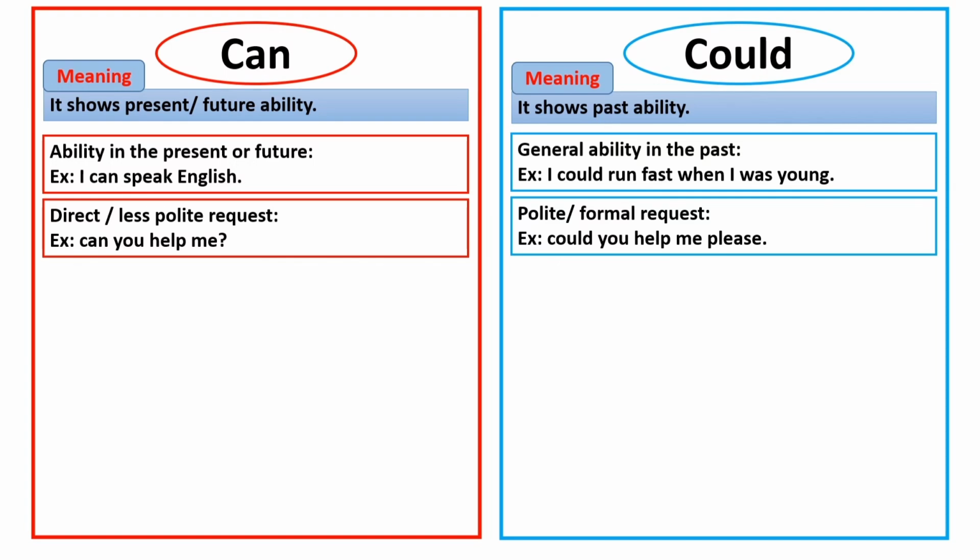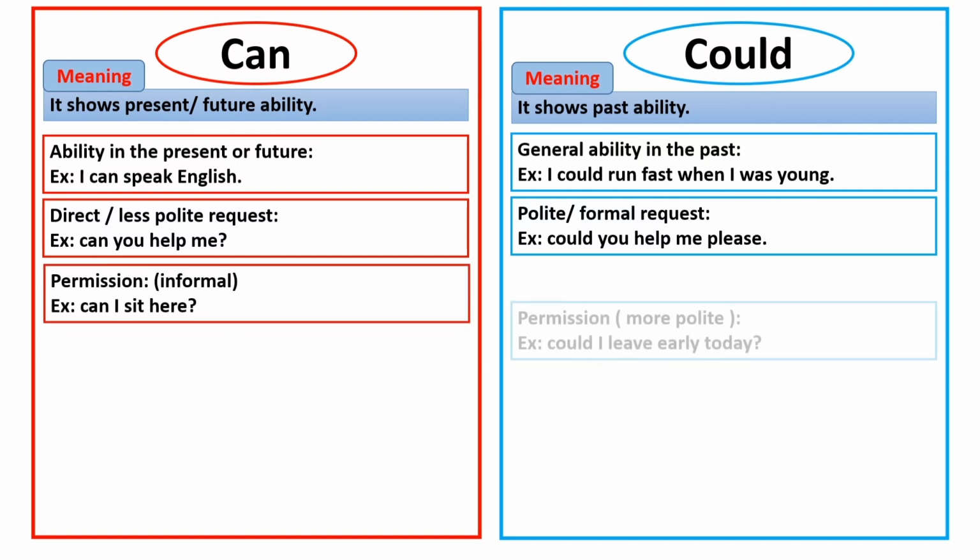Can and could also show request, but can shows a direct or less polite request, and could shows a polite and more formal request. So for example, can you help me? You're asking for help. Actually, you're requesting help, but it's not formal, it's less polite and direct. The could asks for requests in a more polite way. Could you help me, please? You see the word please at the end. The could shows the formal or polite request.